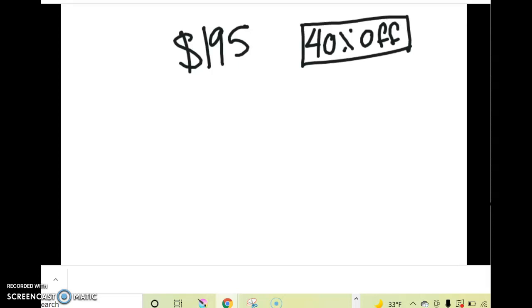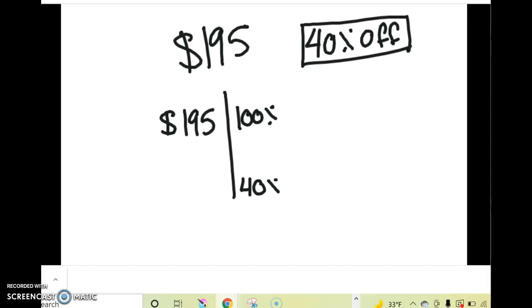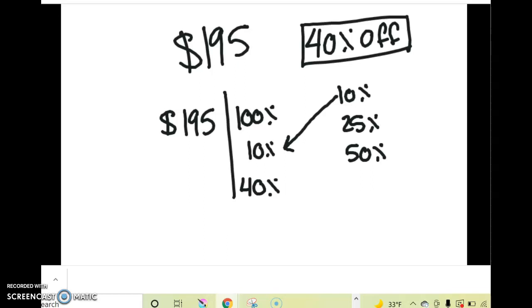Let's take a look. I know that $195 is my total, so that's 100%. I want to find 40%, but 40 is not a multiple of 100. There is nothing I can divide 100 by to get a 40. So in order to figure this out, I'm going to have to either use a benchmark percent or use 1%. My benchmark percents are 10%, 25%, and 50%. When I look at these benchmarks, I can see that I can easily use a 10% in order to get a 40%. If I know what 10% is, I can find 40.